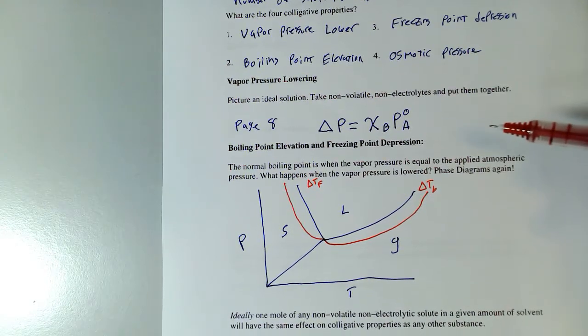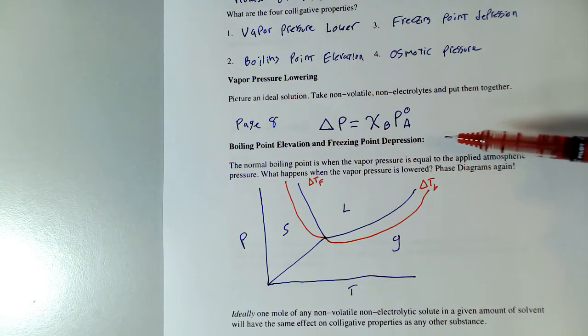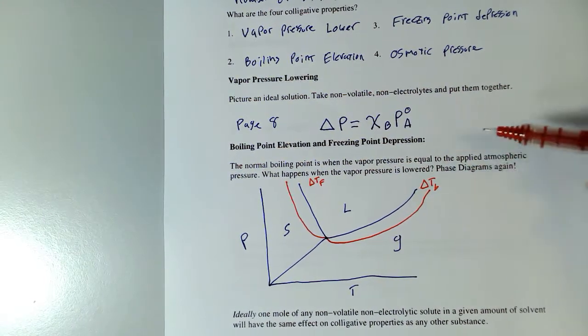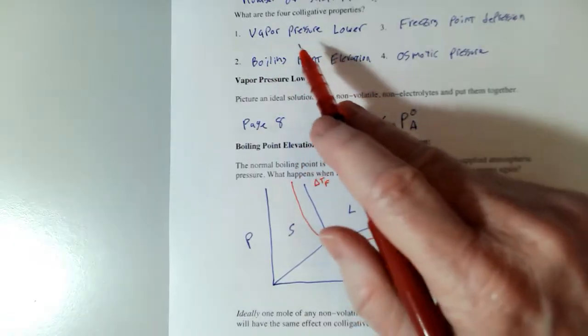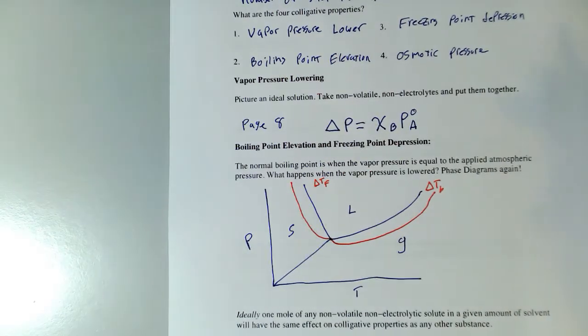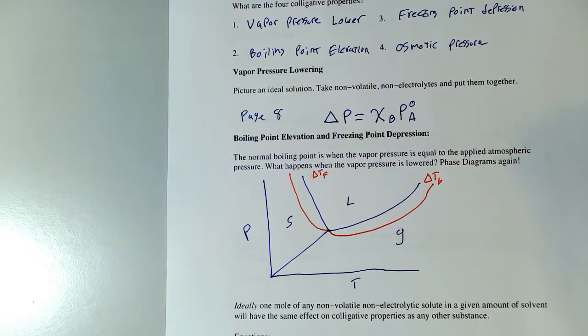How does this work? Well, if I'm adding solute, it's going to require a higher temperature to bring the liquid to boiling. So you got to remember, the boiling point is where the vapor pressure of the liquid is equal to the vapor pressure applied to it, the applied pressure. Okay? Now, freezing. It's a little more complicated.